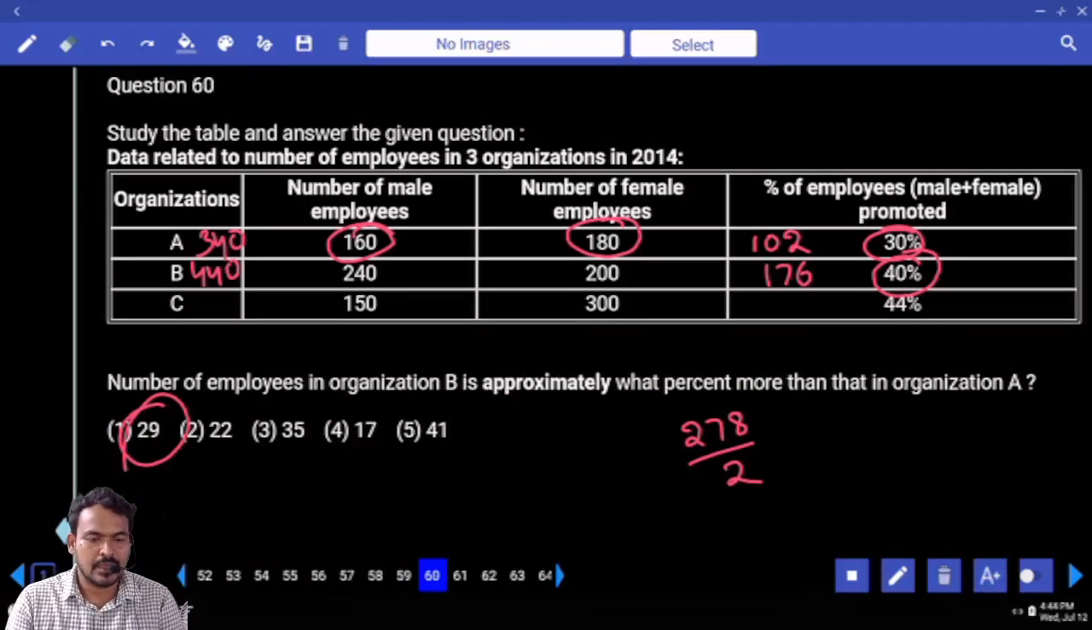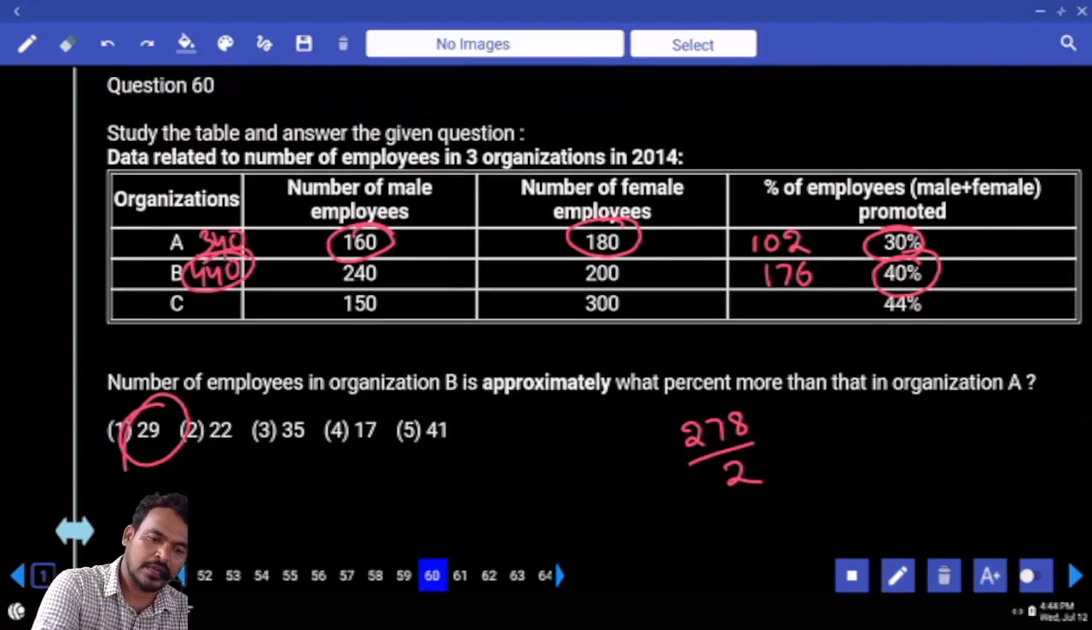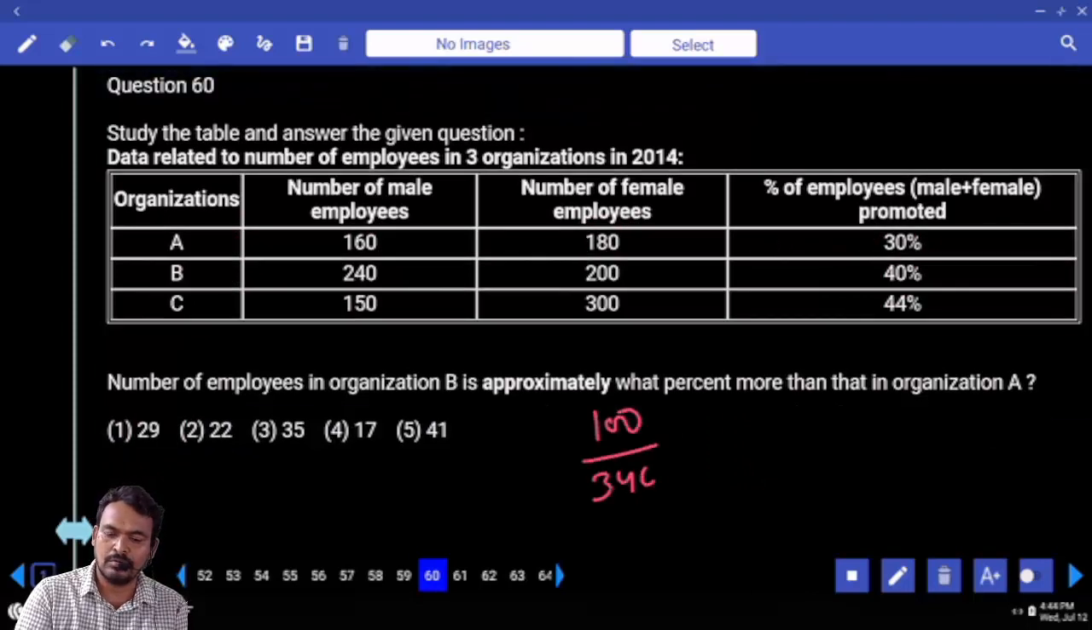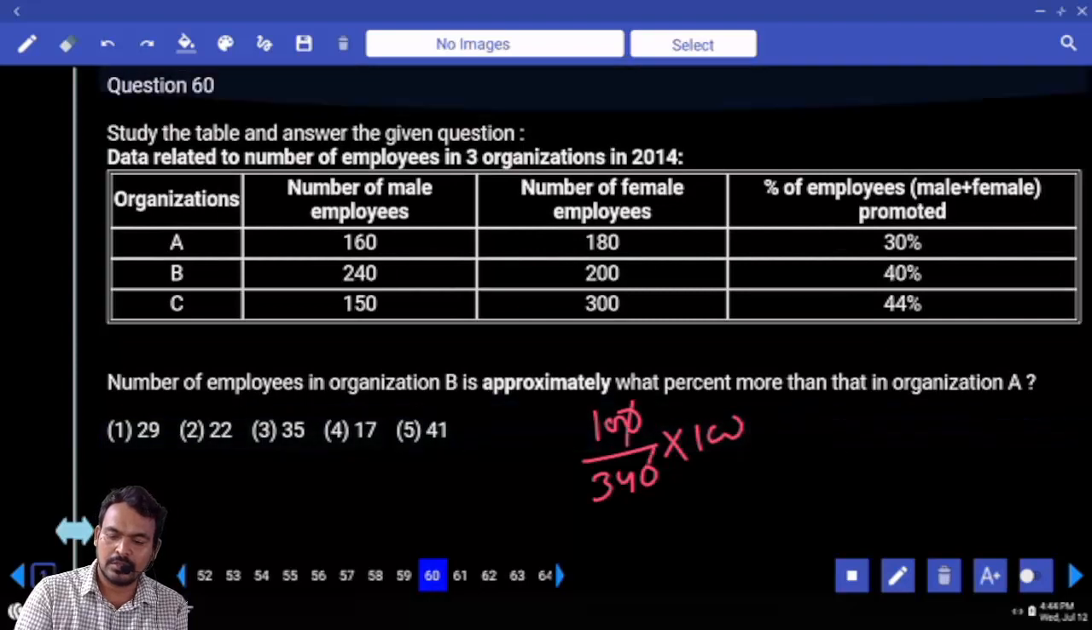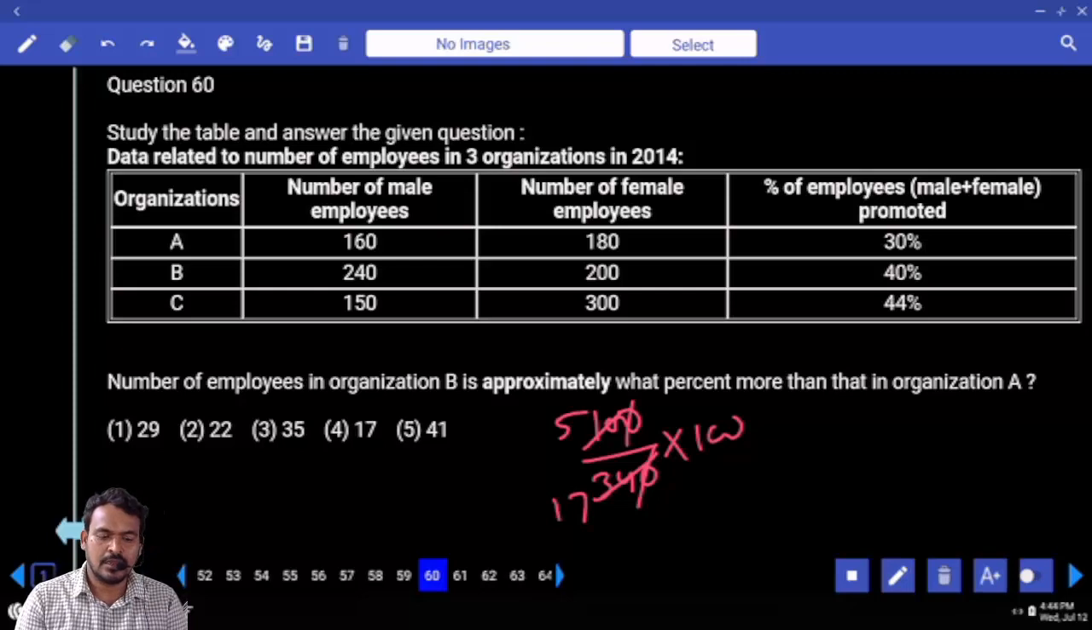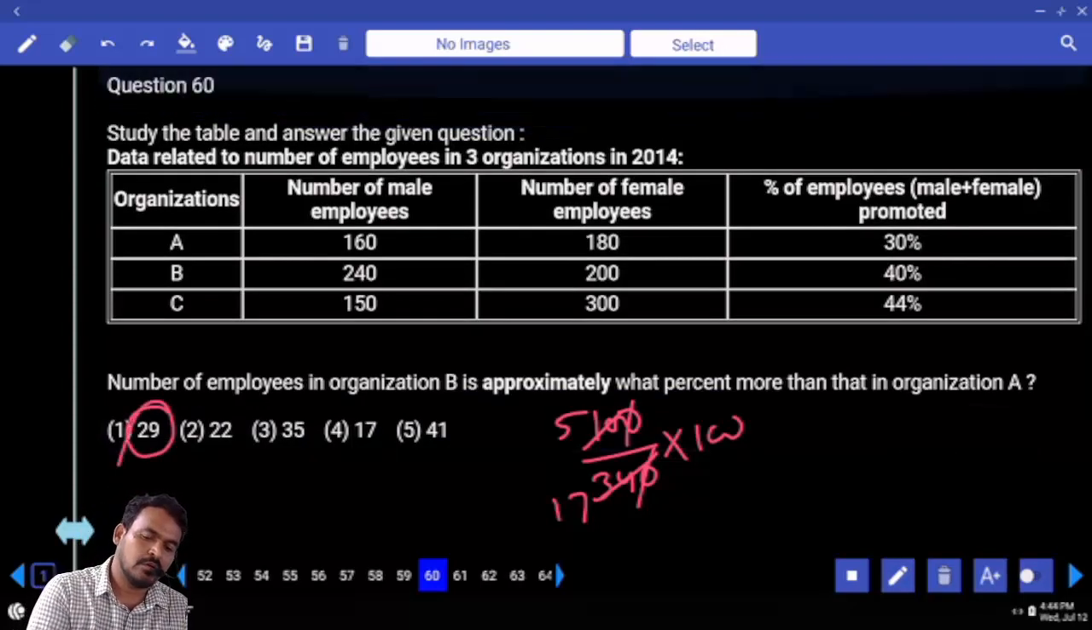Question number 60. The number of employees in organization B is approximately what percent more than organization A? What is organization B total employees? 440. Organization A is 340. How many members are more? 100. 100 upon 340 into 100. The zeros get cancelled. 500 by 17 is closer to 30. 17 times 30 is 510, so closer to 30. What is the nearest value? 29.